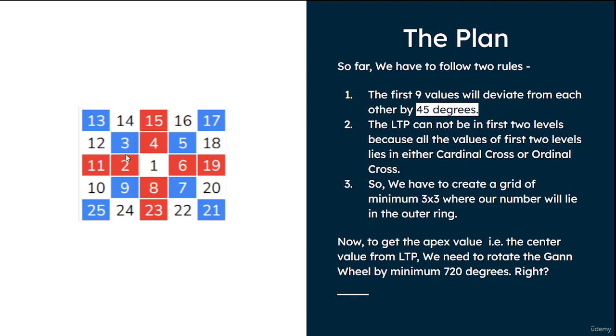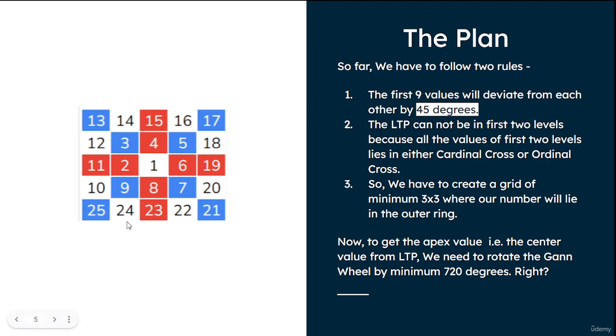See, in the first 9 values, 1, 2, 3, 4, 5, 6, 7, 8, 9, they all deviate from each other by 45 degrees. So the last traded price cannot be among the first levels, because all the first levels lie either in the cardinal cross or in the ordinal cross. If we give you a number like 2, what is the support and resistance? You will say 3 and 1. So it does not make any sense.